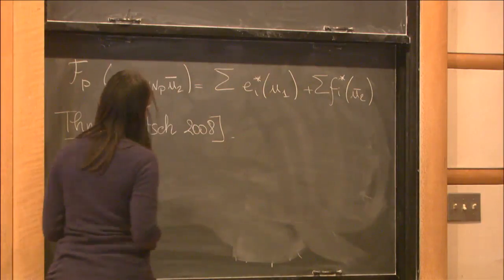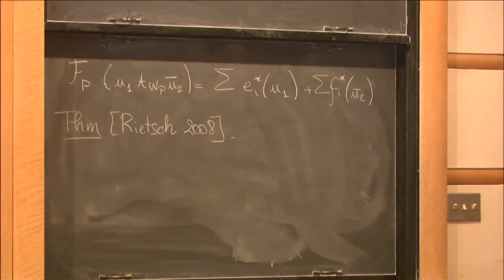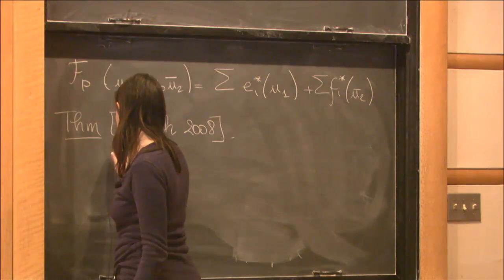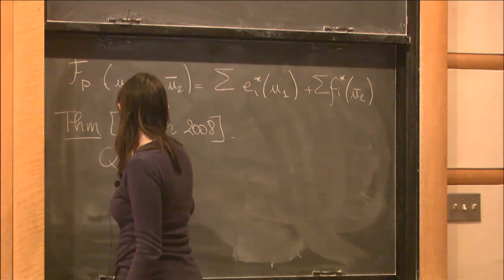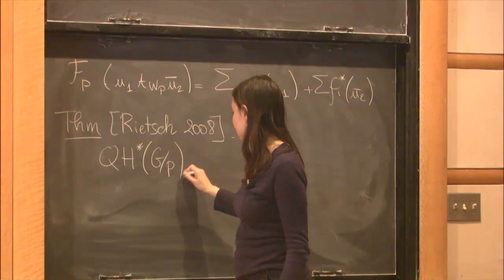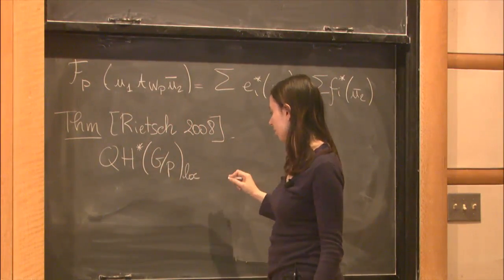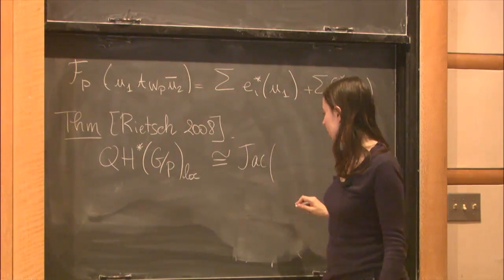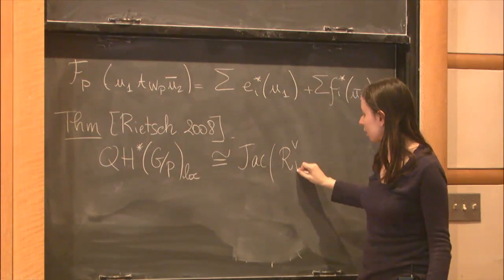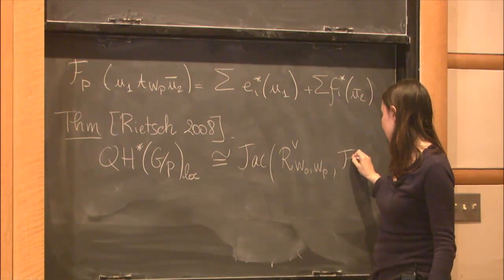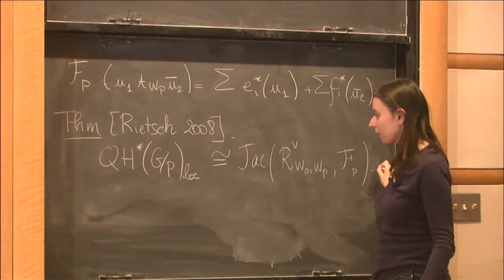And what Rietsch proves, so it's via the Peterson isomorphism, but I won't repeat that here, is that the quantum homology of G mod P, once properly localized, is isomorphic to this Jacobi ring of R check W0 WP and F_P. Okay.